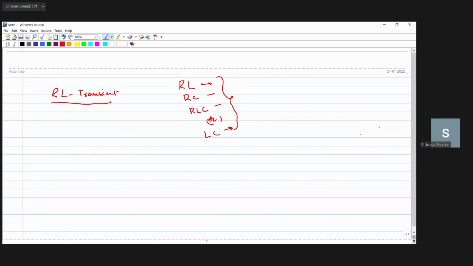But if we have a R, then it will be beneficial for us. So without resistance, we cannot get a load. That's what we are going to consider: RL, RC, RLC. In these RL, RC, RLC circuits, the input may be either an AC excitation or a DC excitation. That excitation is nothing but the supply. So for that, I'm going to give you the RL circuit.